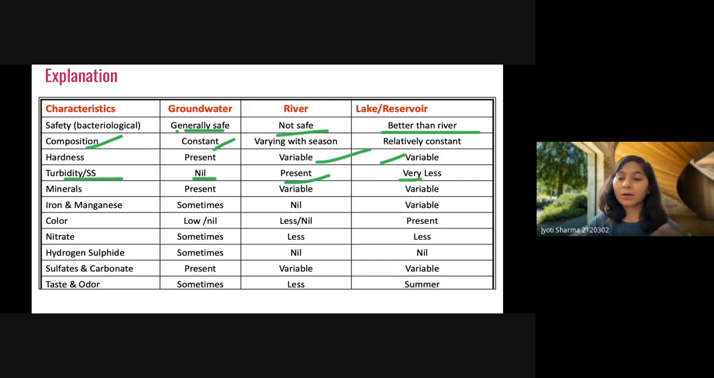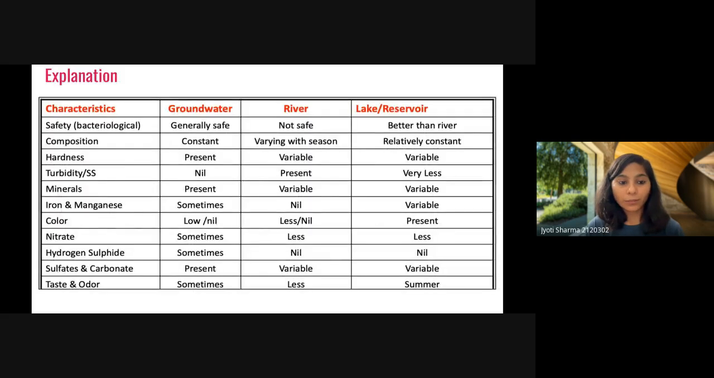Minerals: you know that groundwater has a lot of minerals, so there is a presence of minerals in groundwater, and may or may not be in rivers. If we are talking about iron and manganese, sometimes groundwater has iron and manganese. River doesn't have iron and manganese, but lake may have. If we are talking about color, then this is nil or low. Then the question also had hydrogen sulfide. This is sometimes present in groundwater, but it is nil in river and lake. And along with that, we do have a lot more variables.